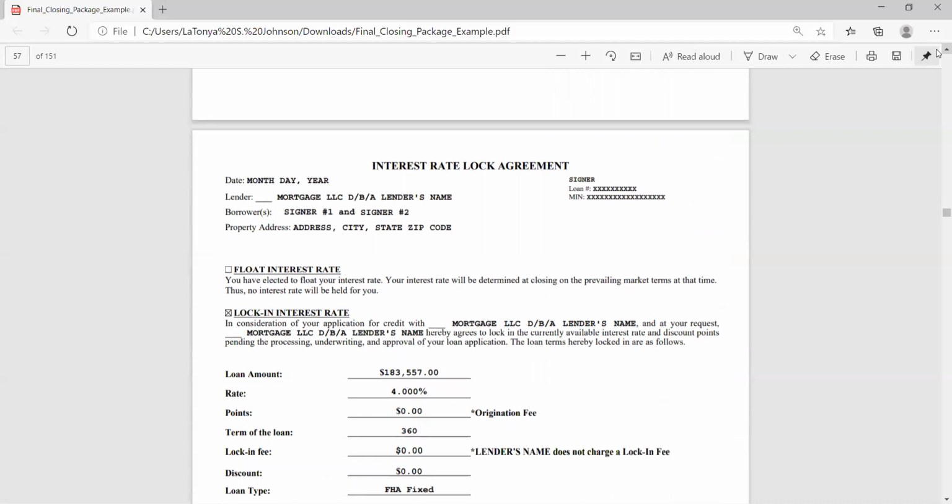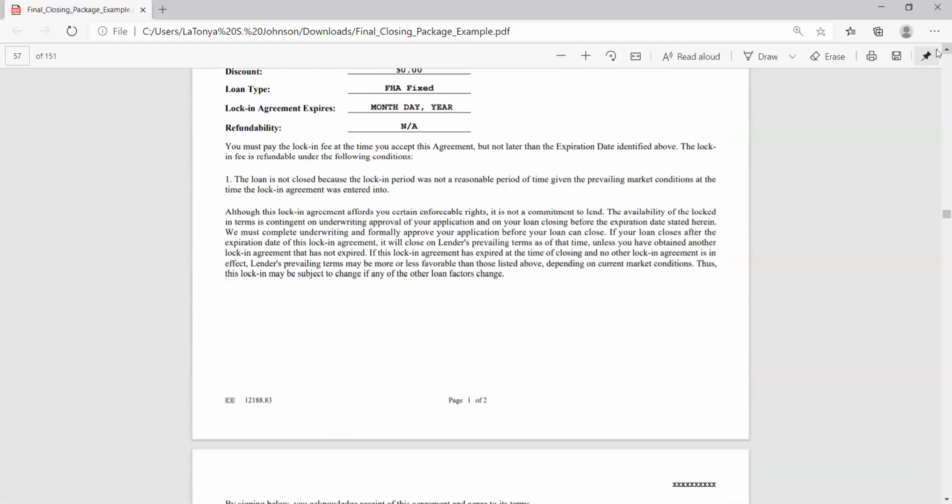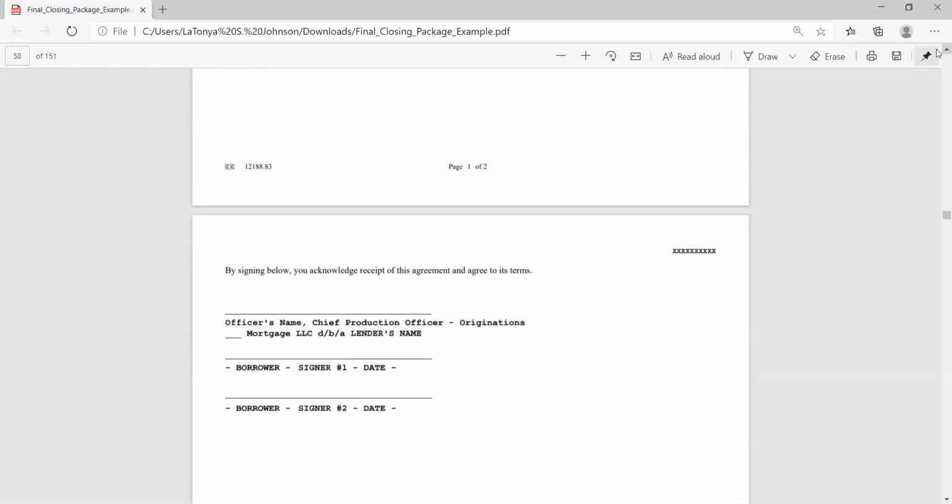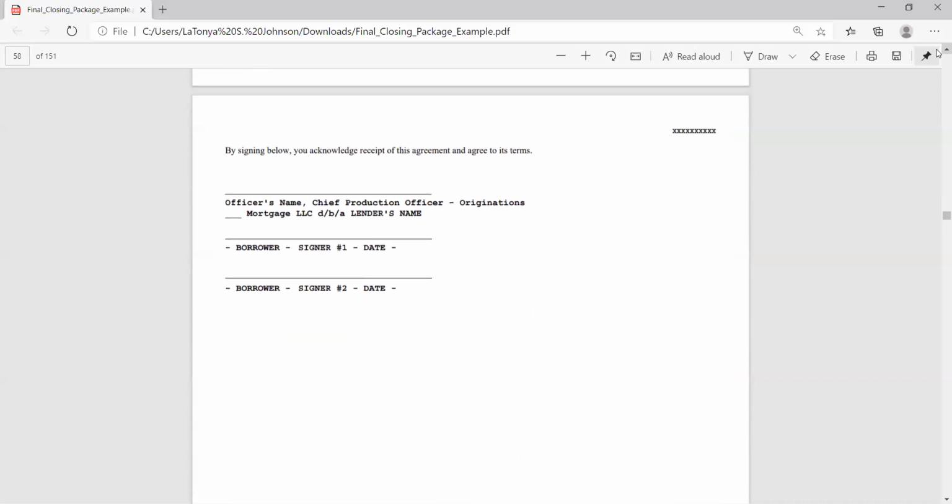This is an interest rate lock agreement showing their interest rate again. This is a document for both of the borrowers to sign. Put a sticky there.